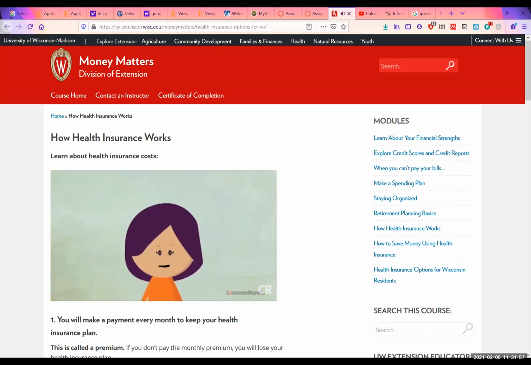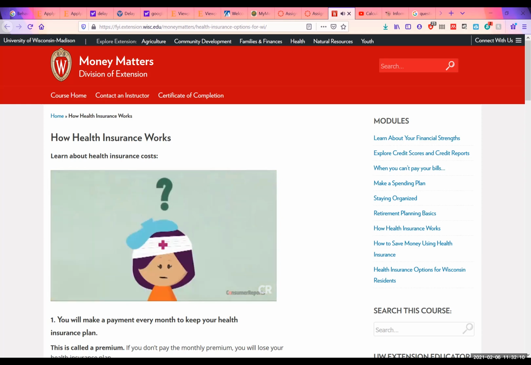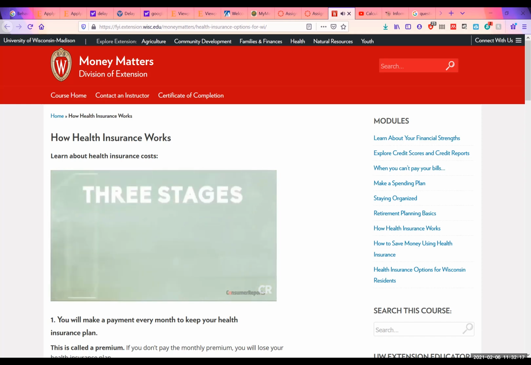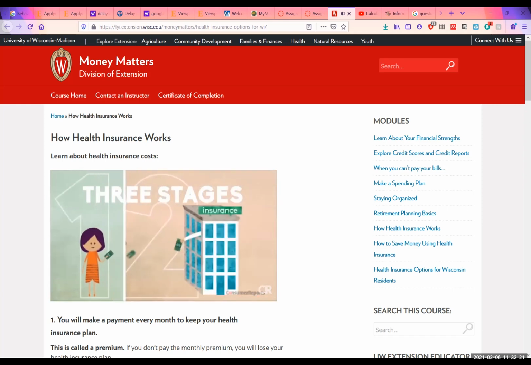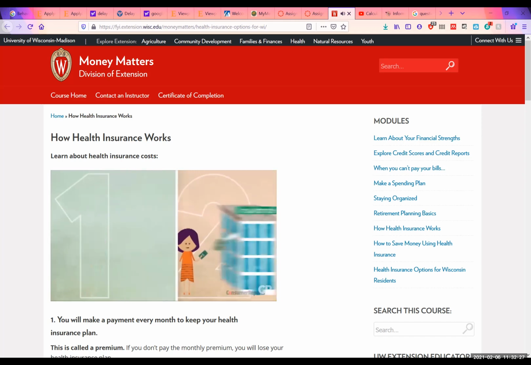But what if you need more than just preventive care? If you need a health service beyond preventive care, illnesses, a broken leg, emergency room visits, you usually need to pay extra. How much? Well, that changes over time. There are 3 main stages. First, you pay. Then, your insurance pays some, and you pay some. And finally, your insurance pays everything. So how does this work?